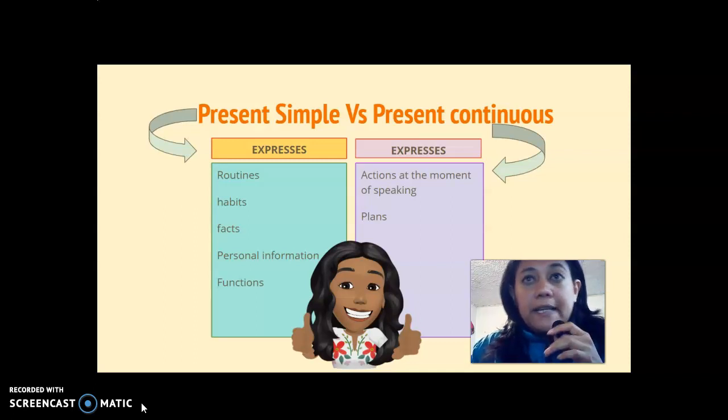Present continuous tense expresses actions that are happening at the moment of speaking. So they are happening right now. This tense, present continuous, also sometimes expresses plans, things that could happen in the future.